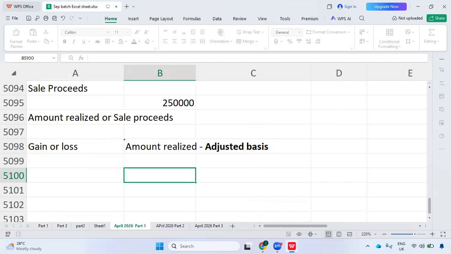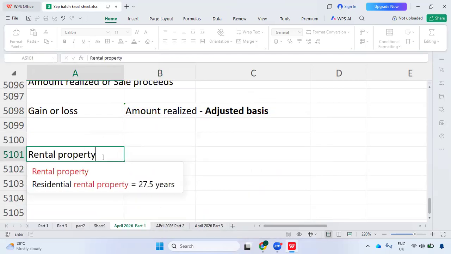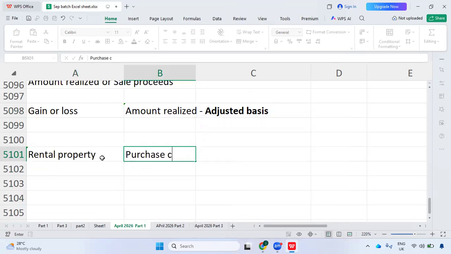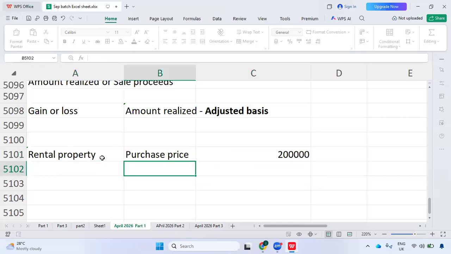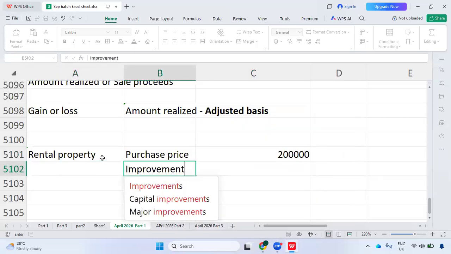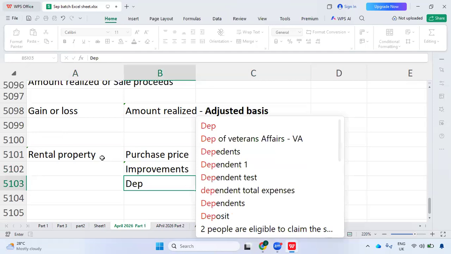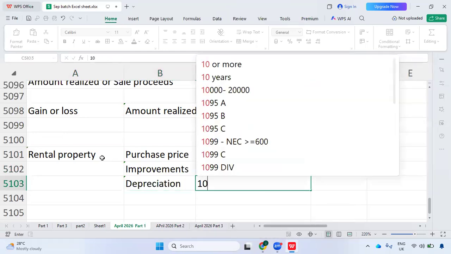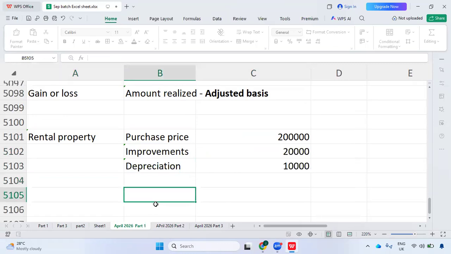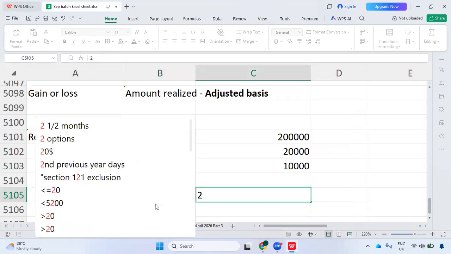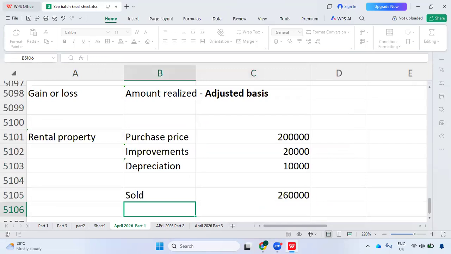Okay. So let's say there is a rental property. The purchase price is around $200,000, and now the taxpayer made some improvements, which is around $20,000, and the taxpayer claimed depreciation, which is around $10,000. Now tell me two things. The property is sold at $260,000. Now tell me, what is the gain in this case?